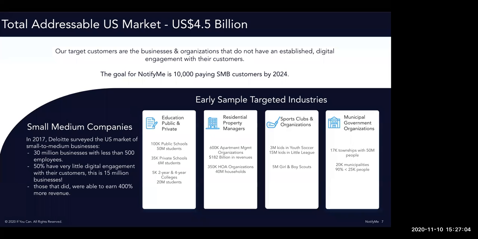If you look on the left-hand side there, you see that 50% of America's 30 million SMBs have little digital engagement. And those that do have digital engagement are experiencing 400% more revenue than those who don't. And if all of those 15 million companies who don't have a digital engagement with their constituents buy just our most basic paid plan of $25 a month, the TAM in revenue terms is $4.5 billion.